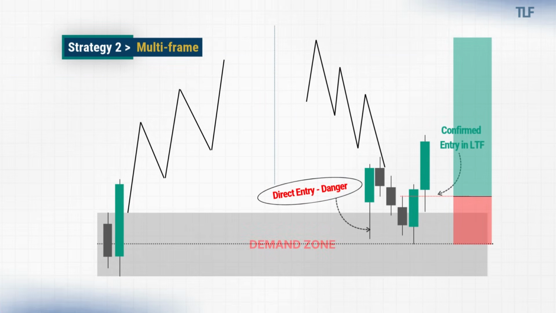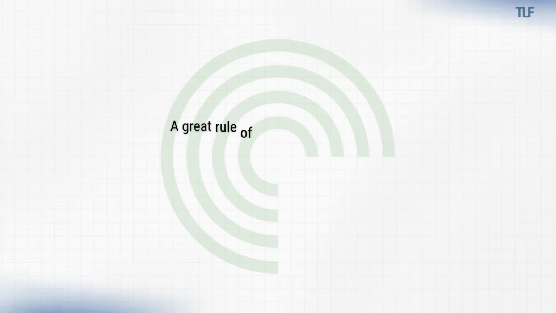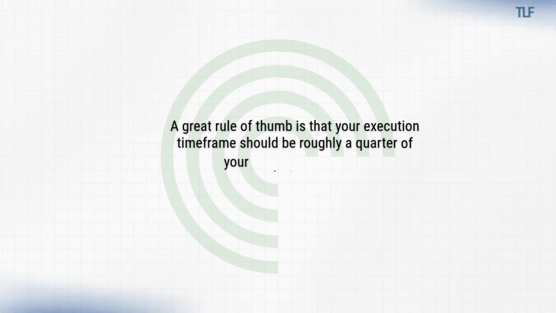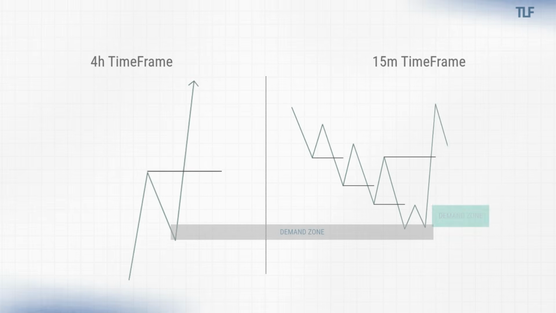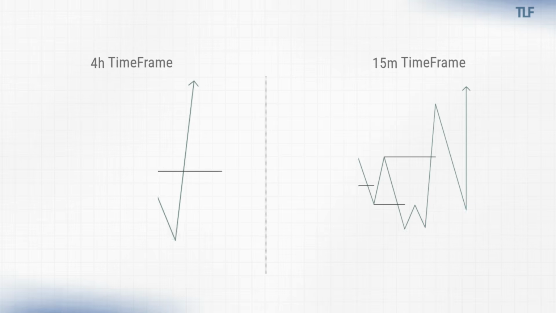If you want to take your precision to the highest level, strategy number 2 uses multi-timeframe confirmation. You find your zones on a higher time frame, then drop down to a lower time frame to trigger the entry. A great rule of thumb is that your execution time frame should be roughly a quarter of your analysis time frame. So, a 4-hour chart for your macro direction pairs perfectly with a 15-minute chart for your entry.